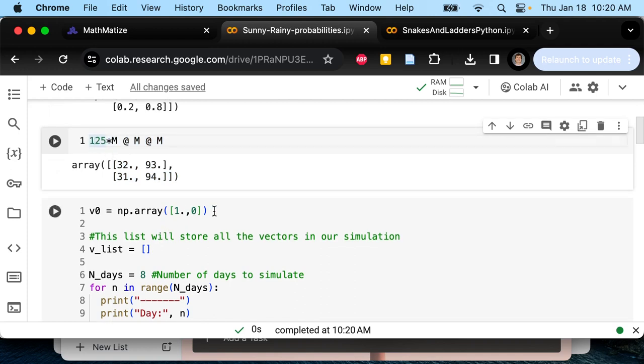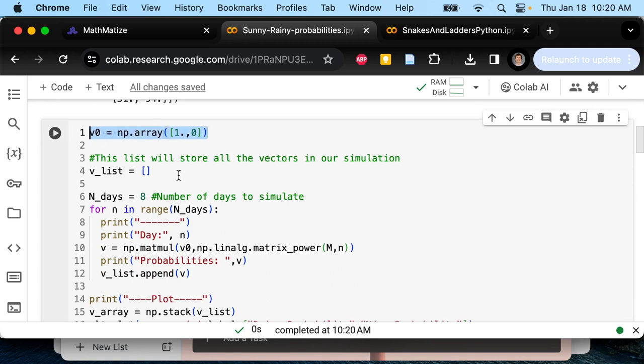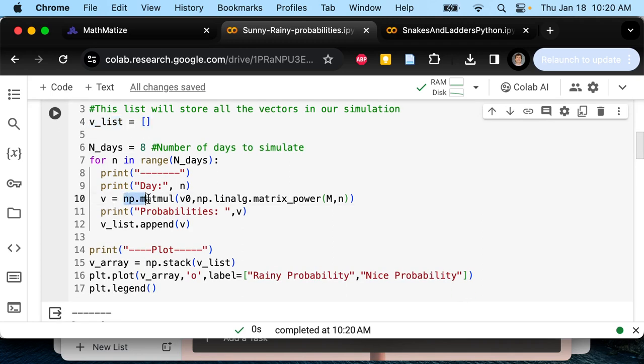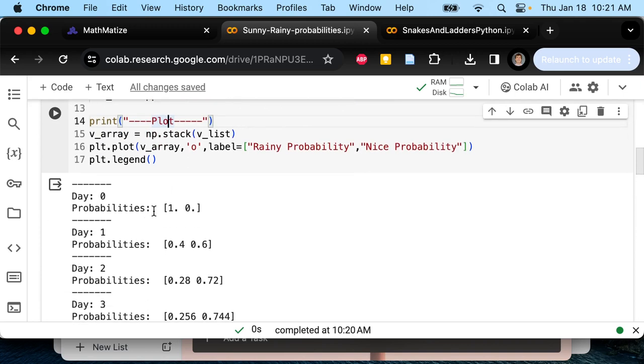And over here, I did the little loop that we just did. I started with V0, which is the vector (1, 0), probability of rainy 100%, probability of nice 0%, and I stacked up the vectors in a little list. I did a matrix multiplication of V0, and then I used this command to do the powers. So I did M to the power 1, M to the power 2, M to the power 3, and V is V0, what you started with, times M to the power n, and that gives you the probabilities on the nth day. I did this all the way for the first 8 days, and I stacked them all into this list, and then I told the computer, please make a nice little plot. And so here's the computer doing the work.